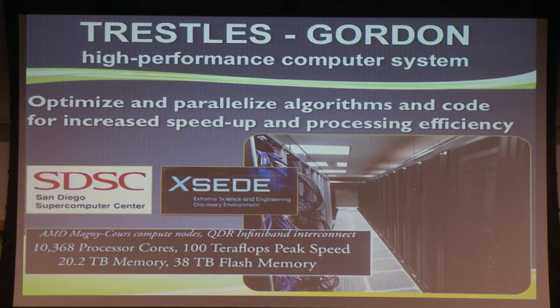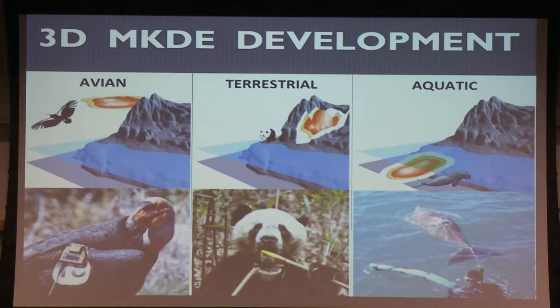And I also teamed up with the San Diego Supercomputer Center through a grant through the XSEDE program to help me crunch all of this data, because initially it was really, really computationally demanding. It would take weeks just to generate one home range for 1 month's worth of data. But with the help of these guys, who also tweaked the code and the algorithms, we got a 1,000 times speed up. So we're really, really happy with the results.